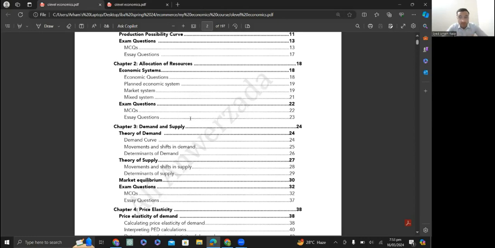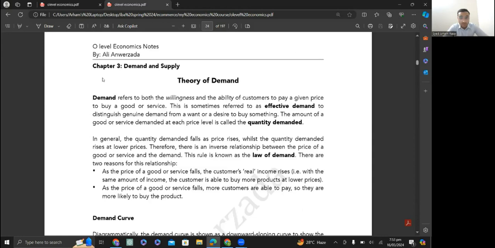Hello everyone. So today we are going to discuss the chapter demand and supply. Let's just start with the theory of demand. Demand refers to the ability and the willingness of customers to pay a given price to buy a good or service. Now, demand can be effective if it has the ability and willingness, and the ability for customers to pay the given price to buy that good or service.